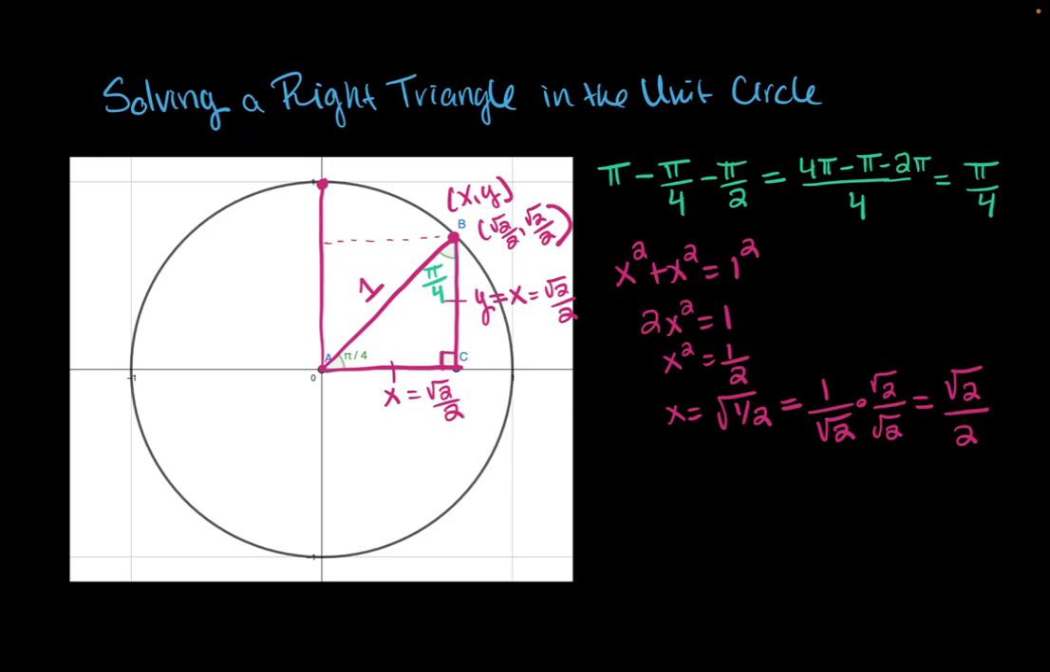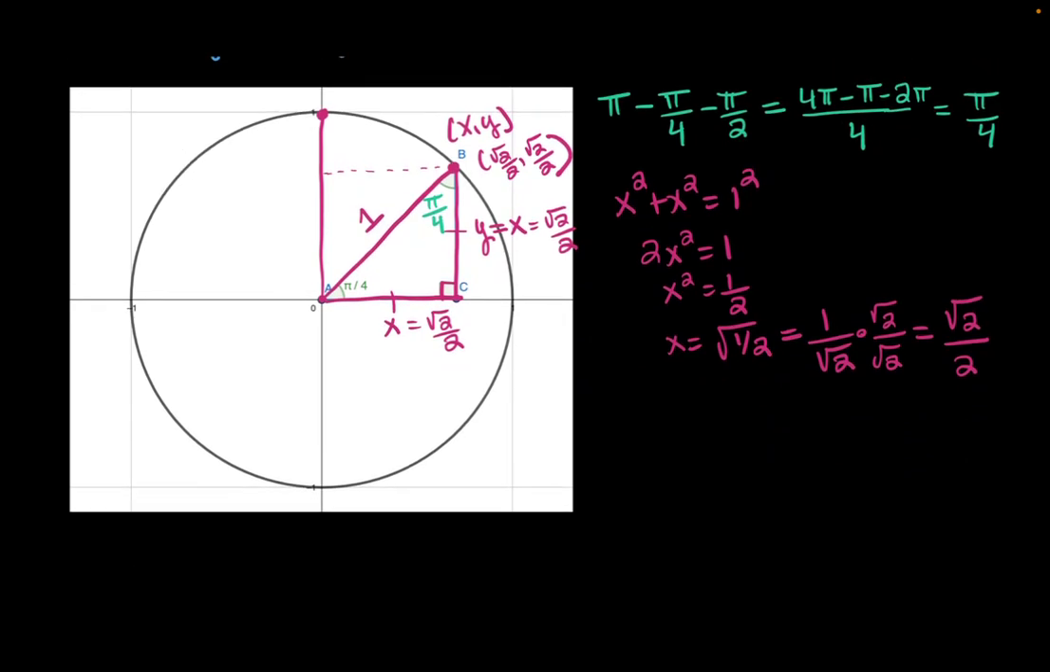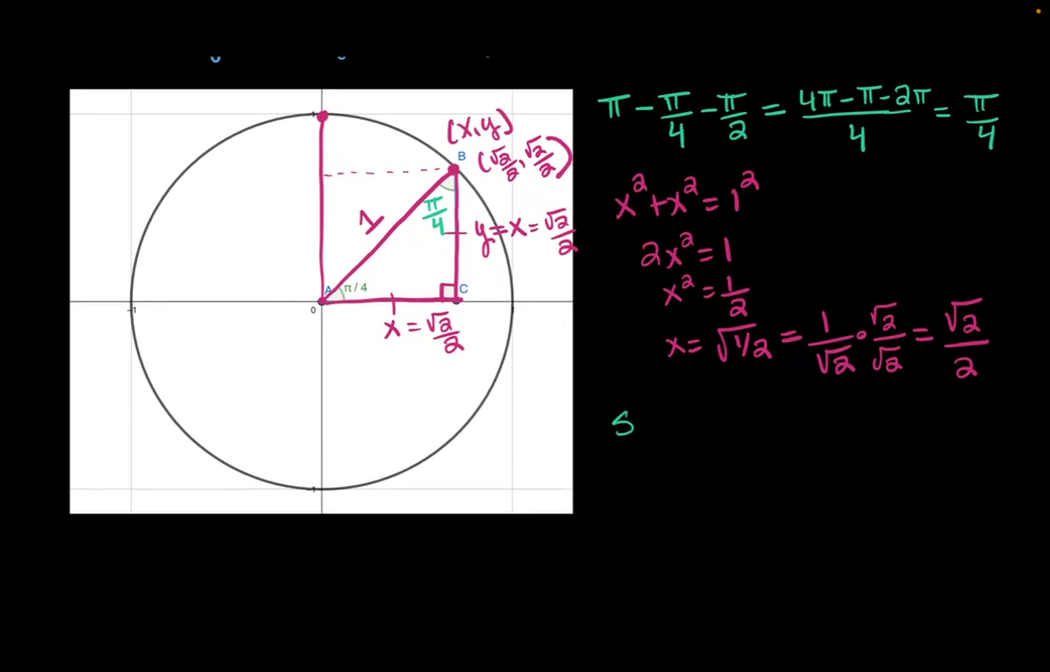Now we want to think about sine, cosine, and tangent for this angle pi over 4 over here at the vertex A. If we think about what we know about sine, sine of any angle is always the opposite side over the hypotenuse. So for this triangle here, it's the opposite side, which is our y distance, over the hypotenuse, which is 1. It's also the y coordinate of our point up here, which is square root of 2 over 2.